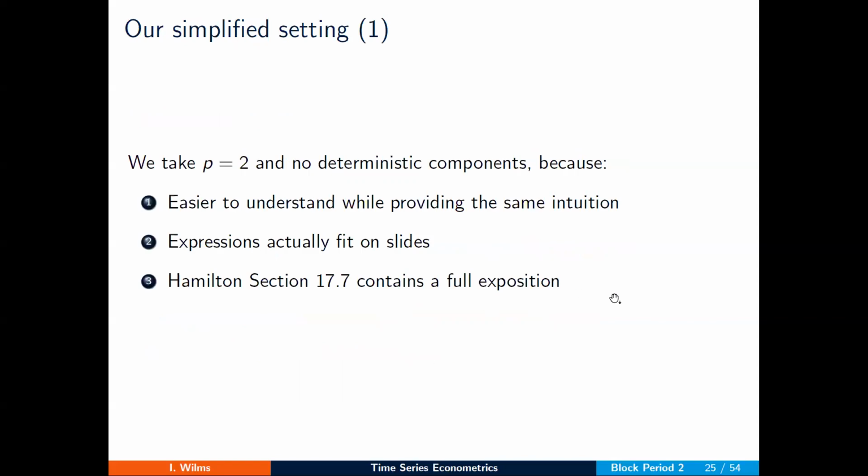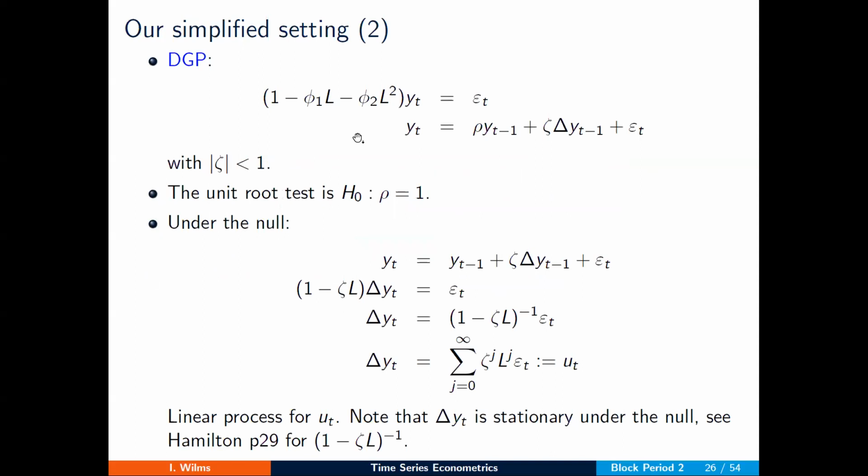Now, on the next slides, I will only look at a simplified setting compared to Hamilton. I will use an AR(2), so with p equal to 2 model, and no deterministic components, because it will be easier to understand the intuition behind the derivations without making the expressions overly cumbersome. And getting to this intuition is the most important in these lecture videos. So let's begin. Remember, we have a DGP with an AR(2) model, and we would like to test the null of a unit root.